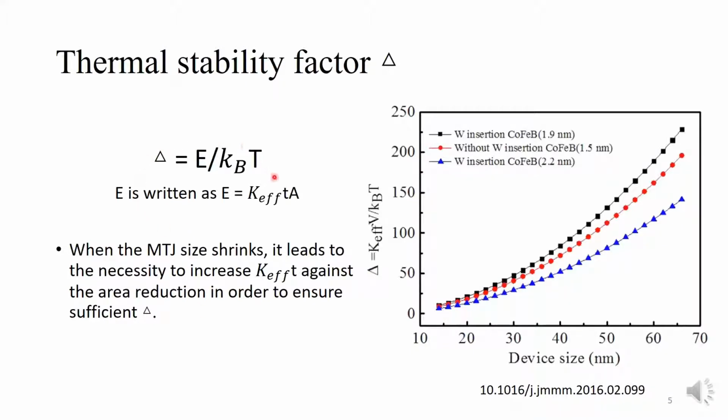And this is the equation of the thermal stability factor, and the energy is written like this. From this figure, we know that when the device size reduces, the thermal stability factor will decrease. So in order to have a high thermal stability factor, we need to increase the effective anisotropy energy times the thickness when the size is reduced.